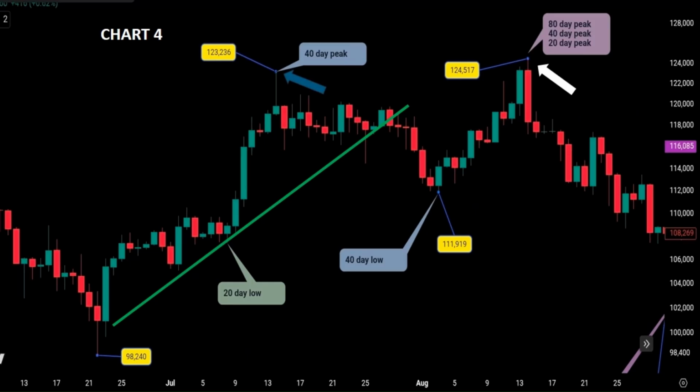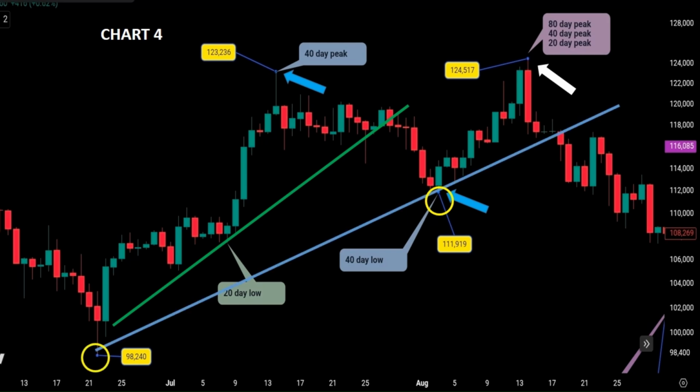After identifying the 40-day peak and the 40-day low, the blue arrow, we draw the 40-day VTL in blue from the 98,240 low to the 111,919 low, the 40-day low. At the purple arrow, the price crosses below the 40-day VTL, confirming the next longer cycle. The 80-day cycle formed a peak at the 124,517 high. Next step, you just need to identify the next 80-day low and draw the 80-day VTL to identify the 20-week cycle peak. Hurst has an important rule, the no intersections rule.